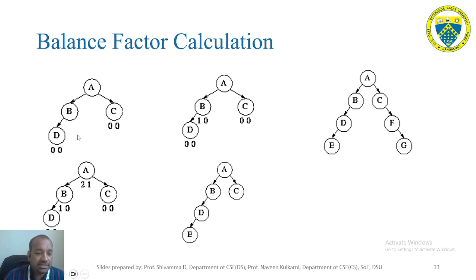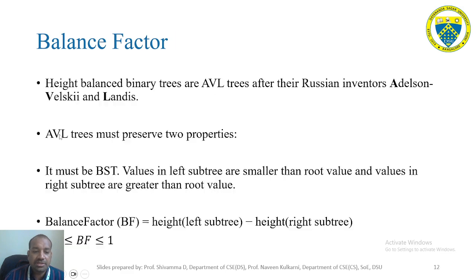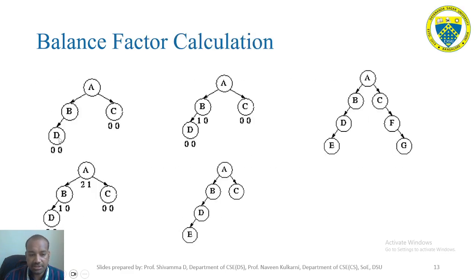First we will see this D node in the first one. All the leaf nodes will have a balance factor of 0. How? The leaf node will not have a left subtree, and at the same time it does not have a right subtree either. So left subtree is 0 and right subtree is 0. 0 minus 0, the leaf nodes will always carry a balance factor of 0. So here we have the D and C nodes with balance factor 0.